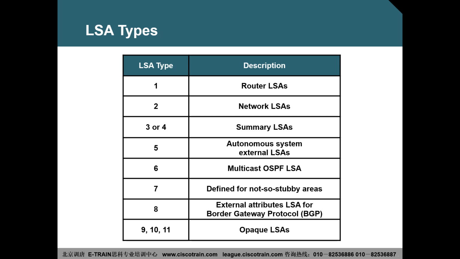Here you see there are 11 LSA types, in which 9, 10 and 11 are called opaque LSAs. They are used along with IPv6, segment routing, etc.